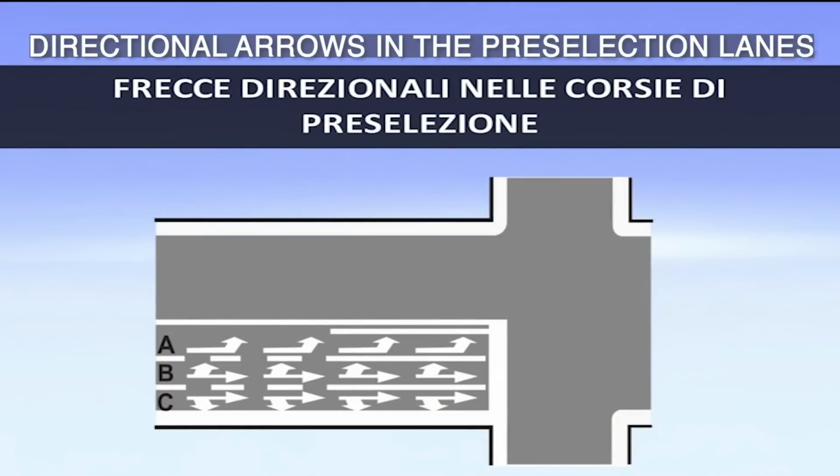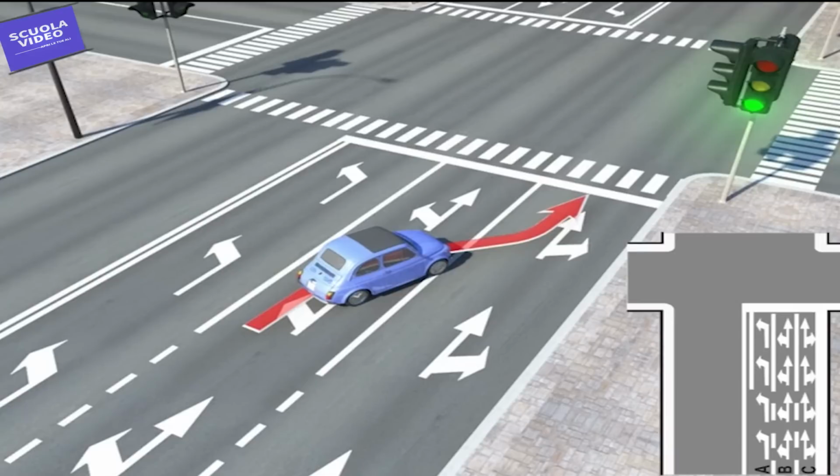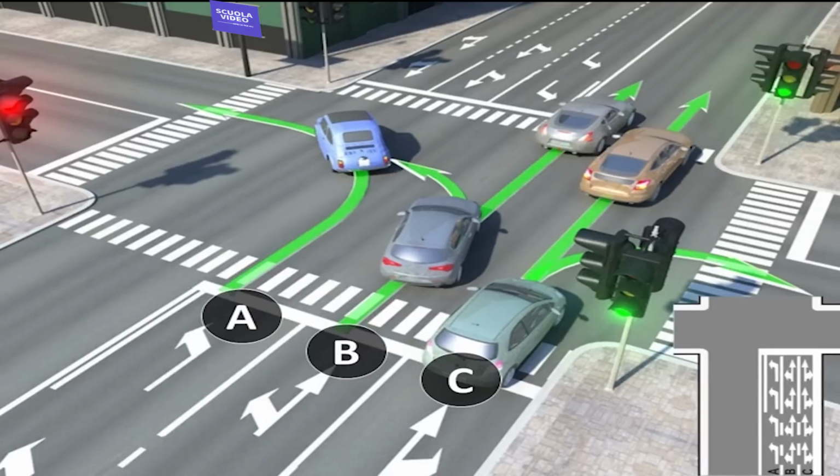Directional arrows in the pre-selection lanes. Directional arrows drawn inside the lanes indicate to drivers the directions allowed at the intersection and allow them to get into the chosen lane when the stripes are still discontinuous. There are also straight-to-right combined arrows for lanes intended for those who must continue straight or turn right, and are obliged to follow the indicated direction. If the lane strips are continuous, let's see more examples.